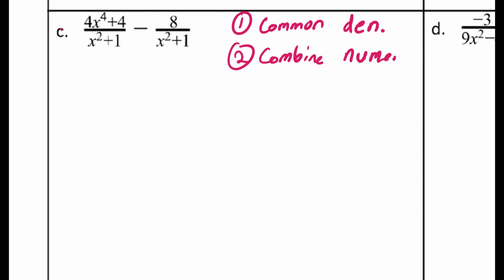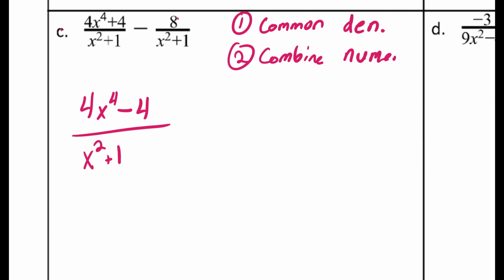So if I'm taking a look at C right here, they already have a common denominator, so I'm going to combine the numerators. I'm going to take 4x to the 4th plus 4, and I'm going to subtract 8 from that 4. So my new numerator is 4x to the 4th minus 4, because 4 minus 8 is -4, and my denominator is x squared plus 1.